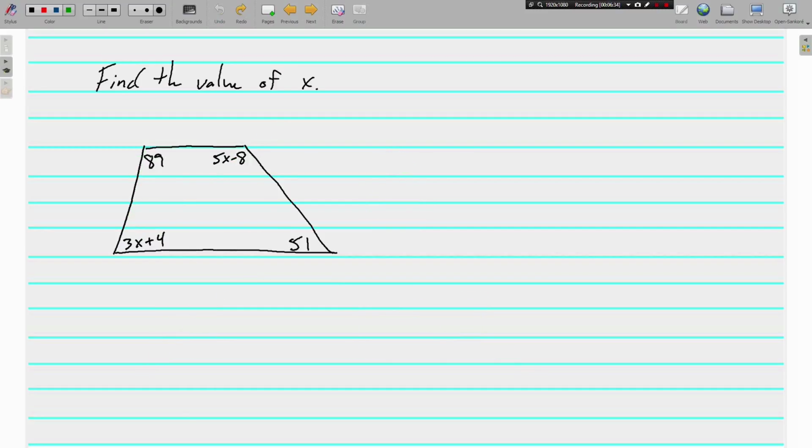So let's find the value of x in this quadrilateral. Instead of adding 3 angles, we'll be adding 4 angles. I guess I should have had degree signs there. We've got 89 degrees plus 5x minus 8 plus 51 plus 3x plus 4. And because it's a quadrilateral, they all equal 360 degrees.